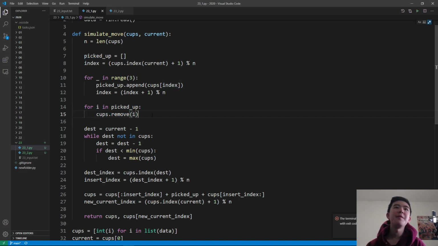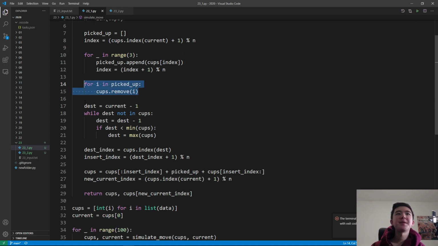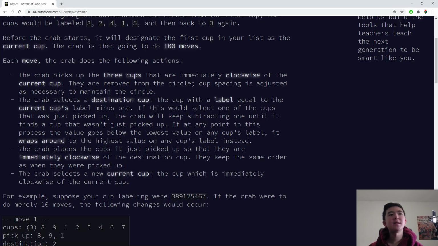So then we want to remove the picked up cups from the actual list of cups. So we looped through the picked up list and we removed all of those from our total list of cups. Then we set our destination. We want to find our destination cup, and that's right here. Destination cup.